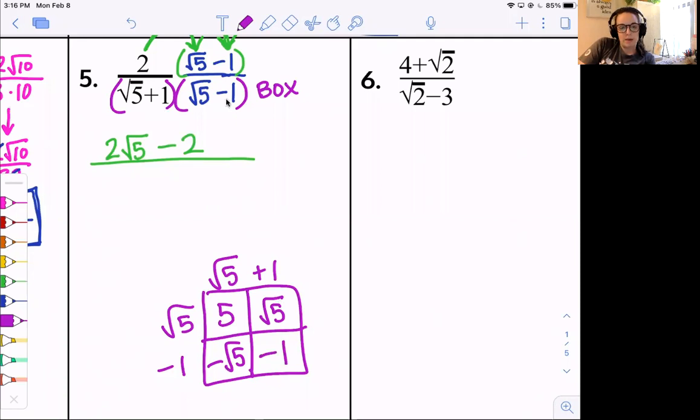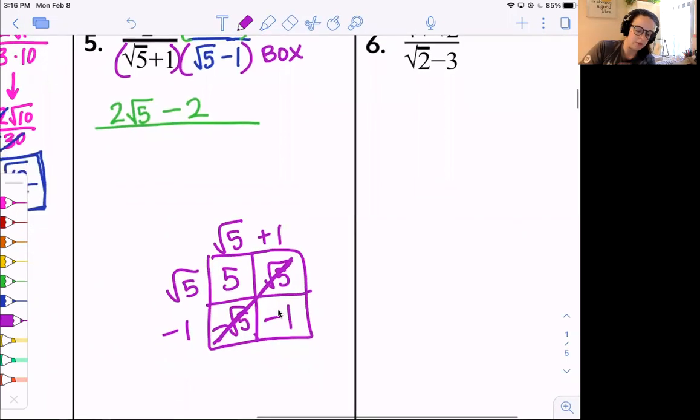What should always happen when you have the denominators, a conjugate pair here, these should always cancel. If they don't cancel, you've done something wrong, right? Or you don't have a conjugate pair. Those should cancel. Square root of 5 minus square root of 5 would make 0, right? And then you would just have 5 minus 1 would be 4. So 4 goes on the bottom of your denominator, right?